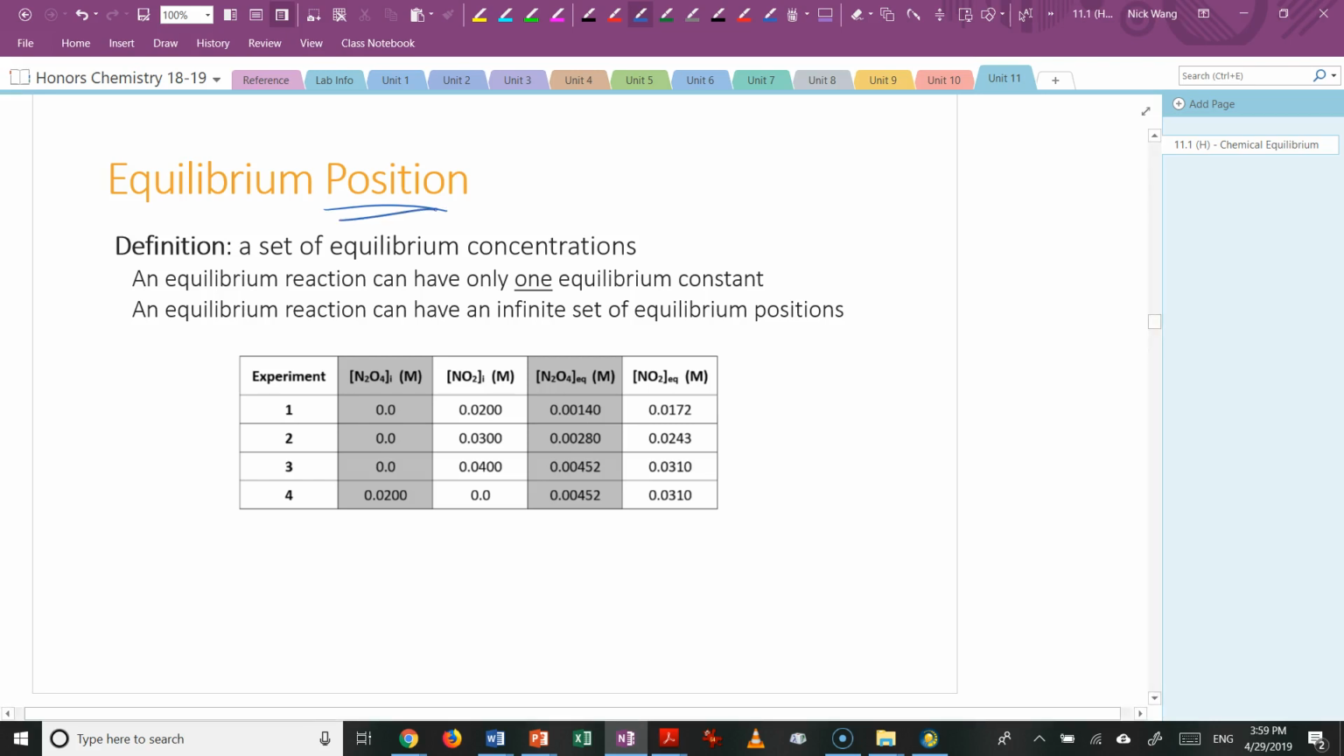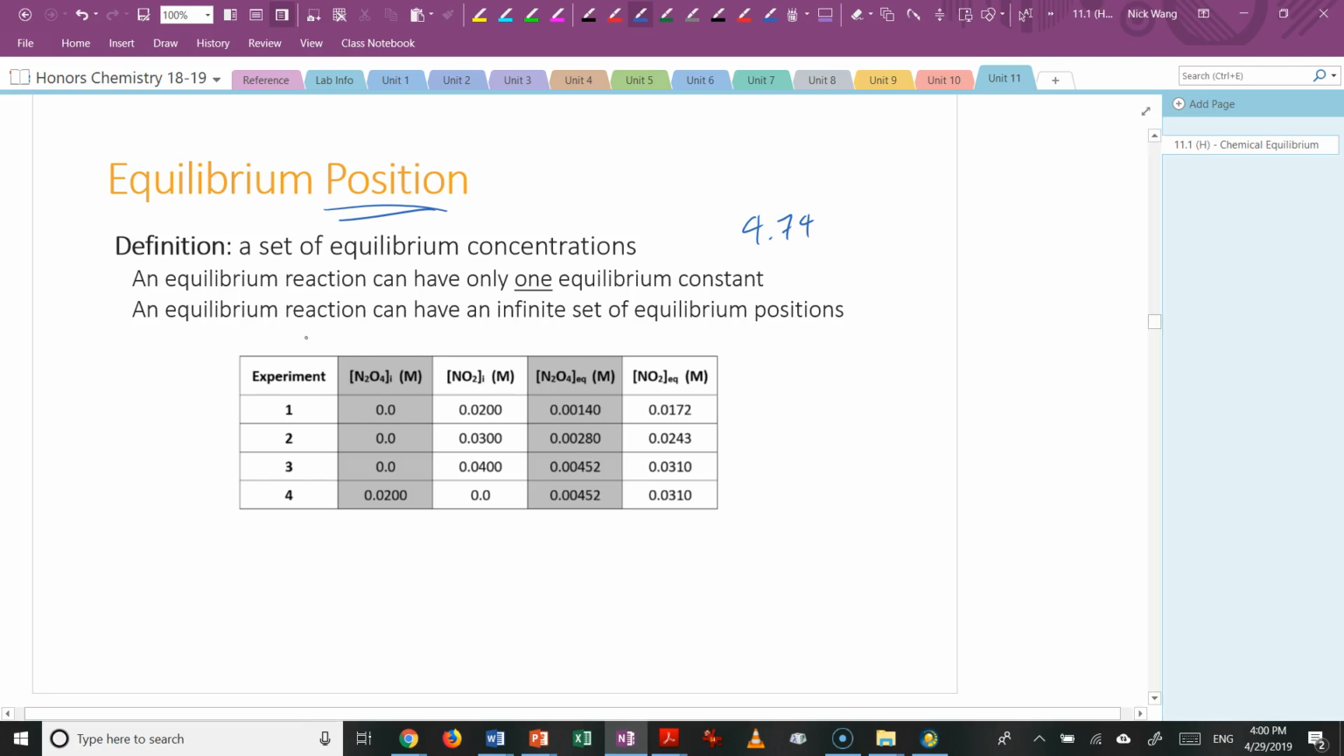So that's a very specific term there. An equilibrium reaction can only have one equilibrium constant. Like we just calculated from before, the equilibrium constant is 4.74. You could also then say 4.73, so on and so forth. That's fine, let's just say it's 4.74 for now. So it's going to have one equilibrium constant. If you change a reaction, you're going to have a different equilibrium constant.